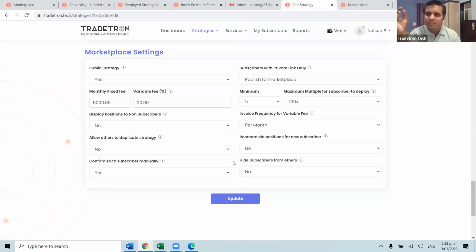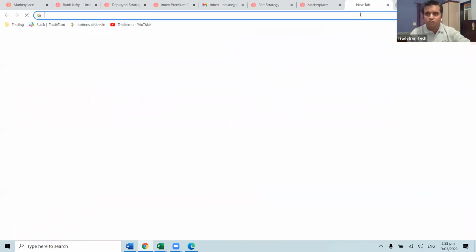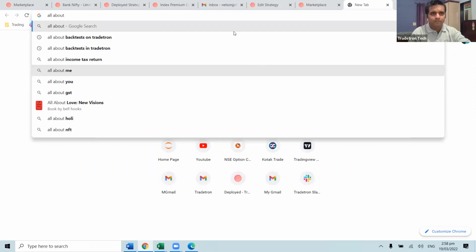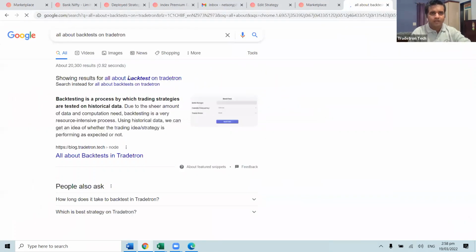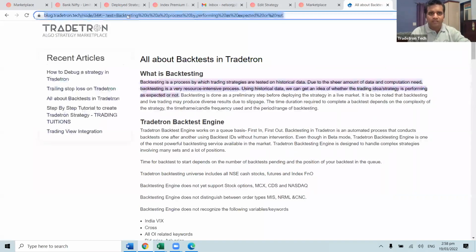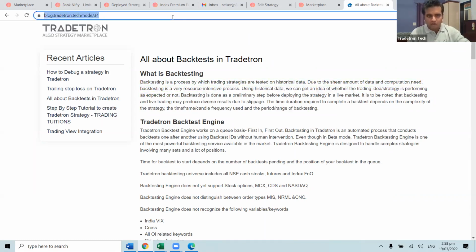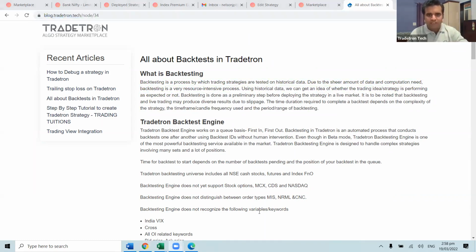Okay, sir. So let me just show you. Please read this blog all about backtest on Tradetron. So over here, we have given those details before deploying any strategy. In backtest, make sure that you read this blog, because this will give you the data of all the functions that are there in backtest. I will just put it in the chat anyway, so you can read this blog. Okay, sir. So that is about the backtest.